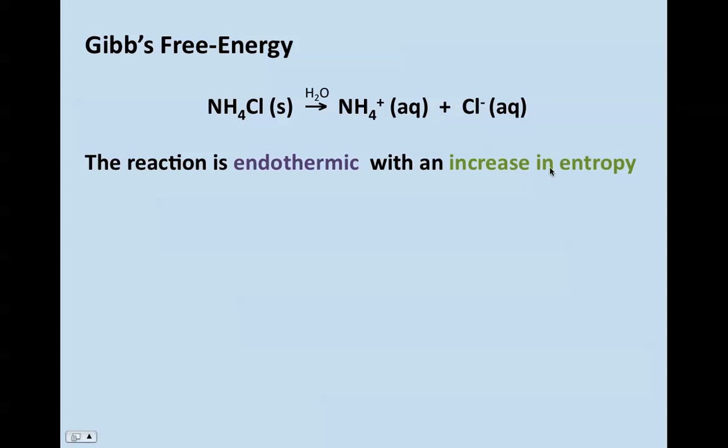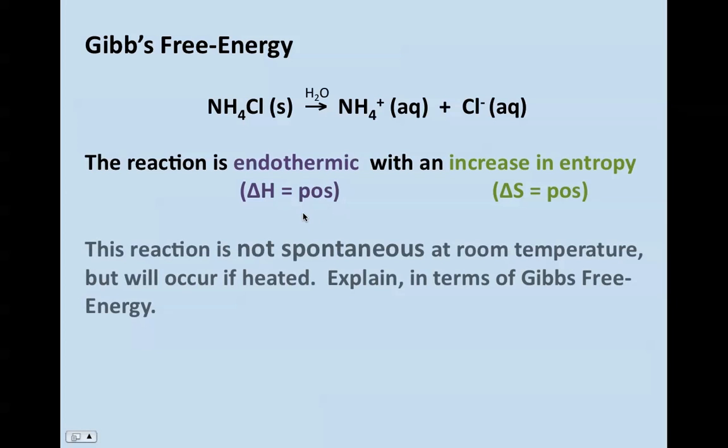And then the increase in entropy is coming from the fact that we're going from a solid to aqueous solutions, which have much more energy than our solid. So that means that our delta H is positive and our delta S is also positive. We have an increase in entropy that's favorable, but endothermic is unfavorable with this positive delta H. So what that means is that this is not spontaneous at room temperature, but will occur if we heat it.